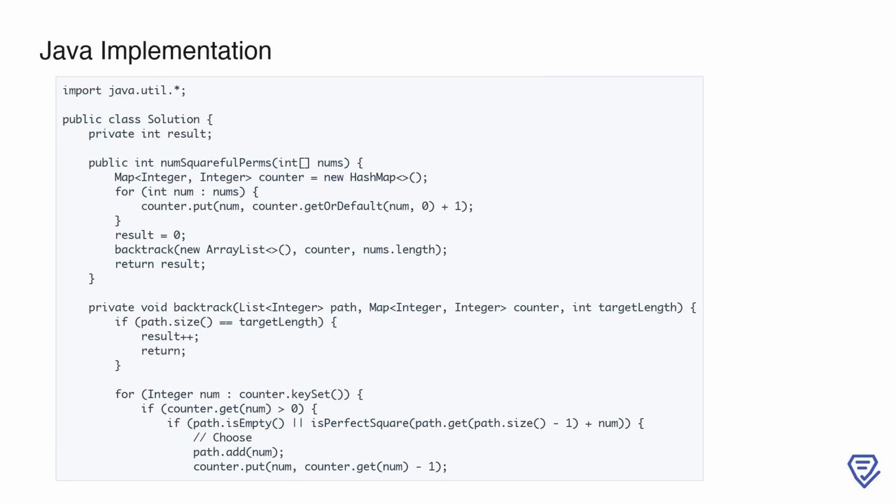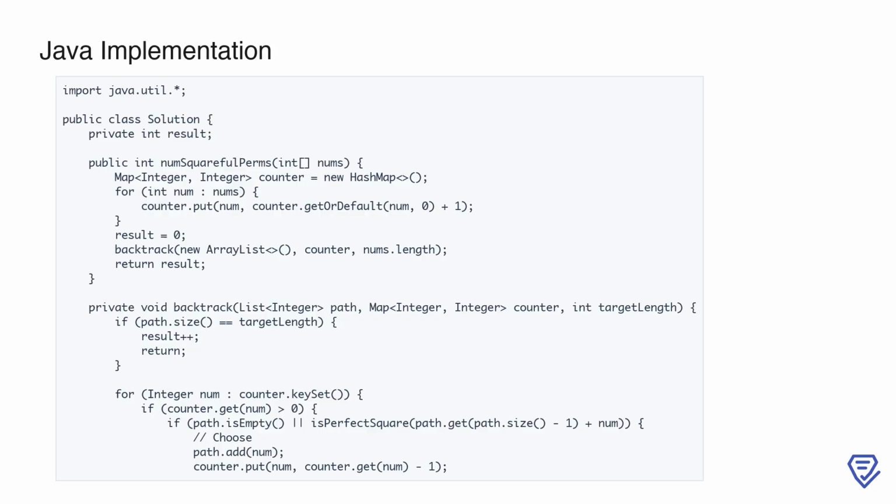Here, we begin the implementation of the solution in Java. First, we import the necessary libraries, including java.util, which will give us access to data structures like HashMap and ArrayList. Within the Solution class, we declare a private integer variable called result to keep track of the total number of valid squareful permutations. The main function, numSquarefulPerms, takes an integer array nums as input.